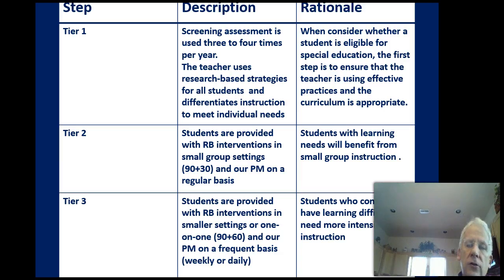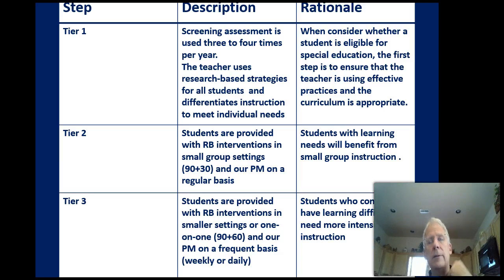Now, the teacher uses research-based strategies for all students and differentiates when there's individual needs. So basically, in Tier 1, the teacher's pretty much handling the student without outside interventions. If there are interventions, the teacher is doing that within the classroom pretty much on their own. So the rationale is, when we consider whether a student is eligible for special ed, the first step is to make sure that the teacher is using effective instruction and effective curriculum in place.